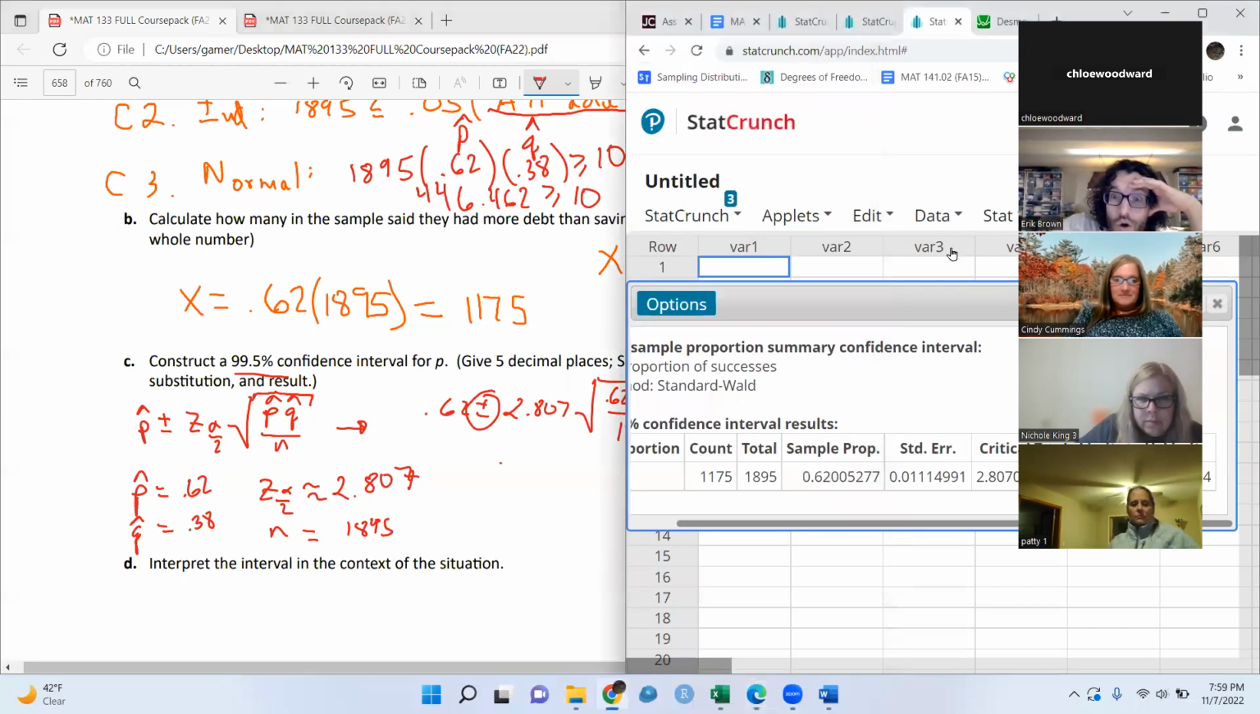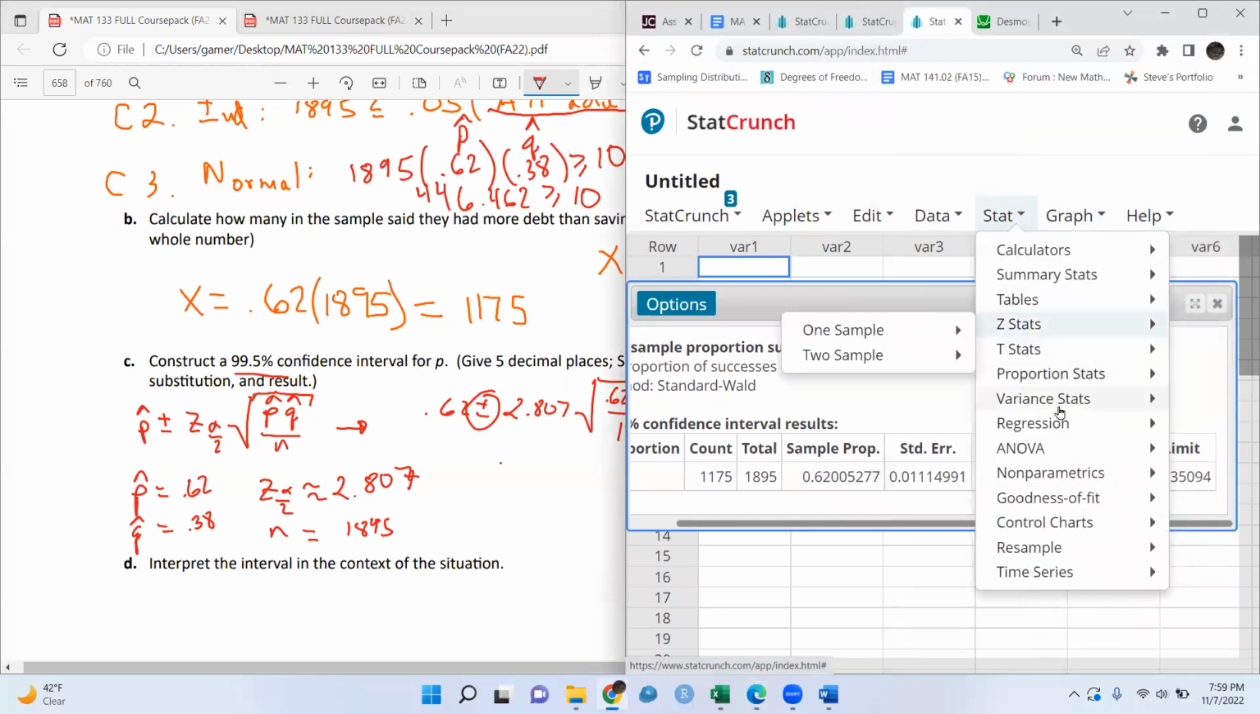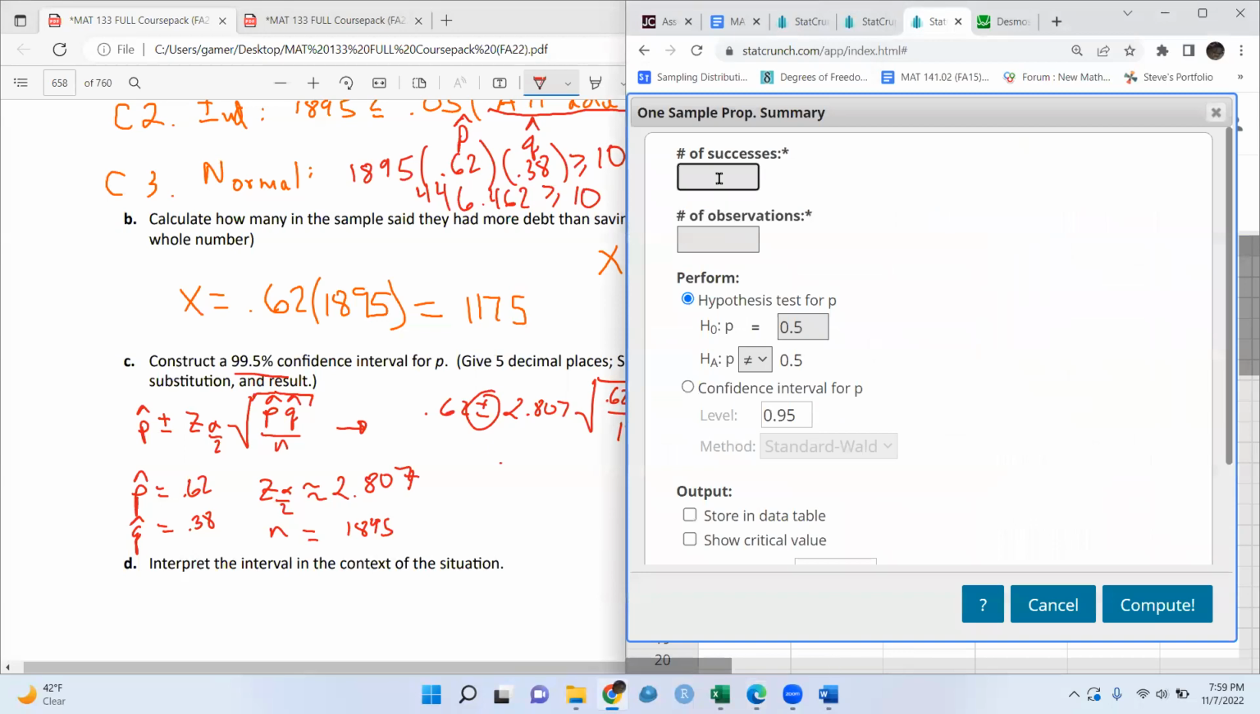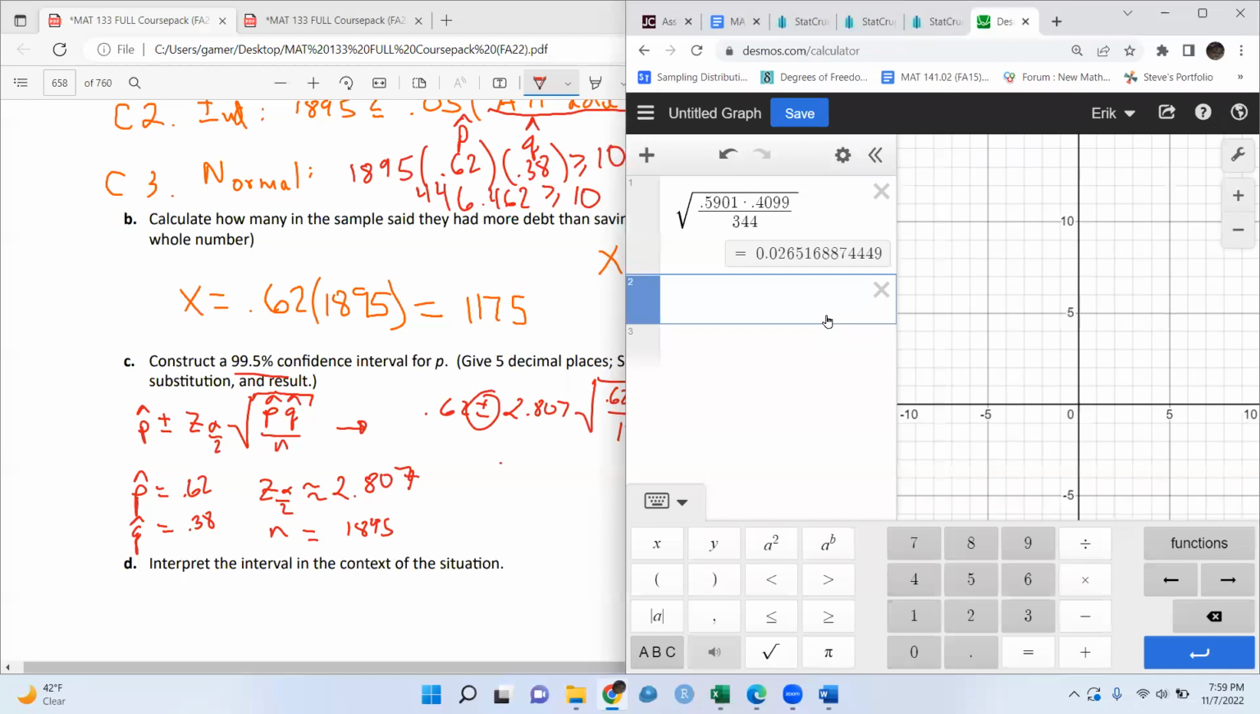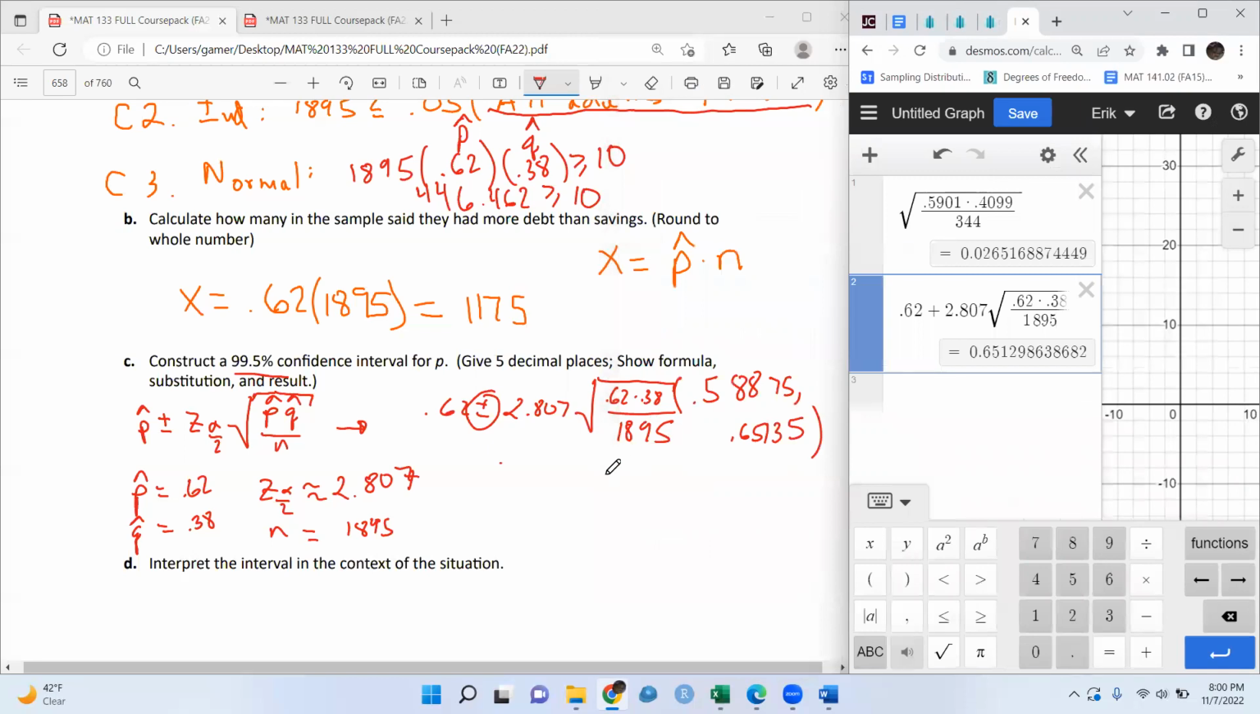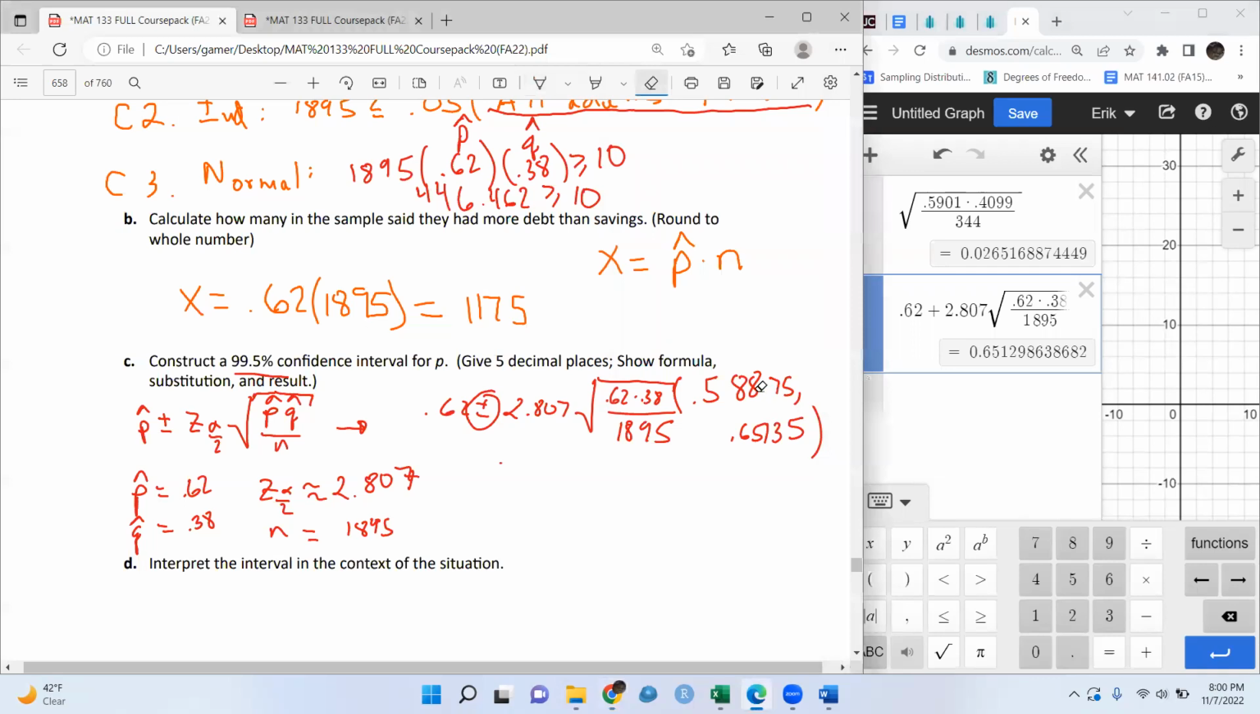Because remember, in StatCrunch all we had to do was enter two numbers, X and N, and the confidence level, whereas in Desmos, in the formula, did you calculate the critical Z? Oh, it's in StatCrunch.